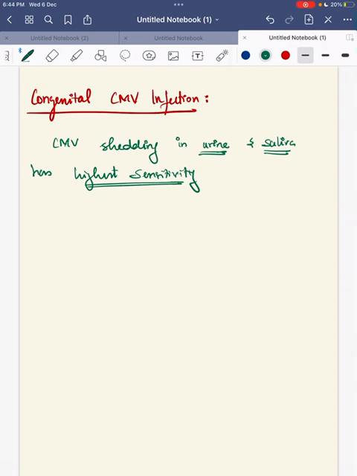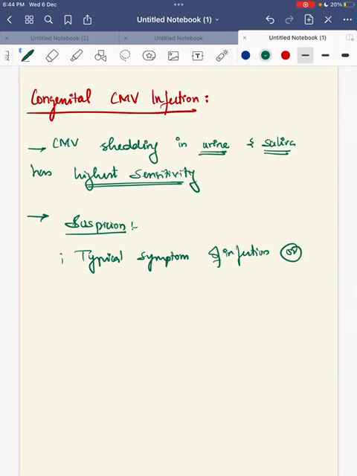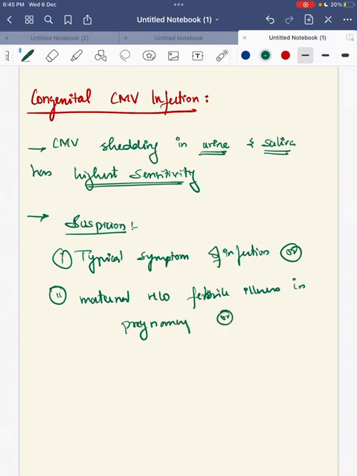When you suspect a congenital cytomegalovirus infection in a fetus or in a neonate, it should be suspected if the neonate has typical symptoms of infection, or when there is a maternal history of febrile illness during the pregnancy, or when the USG findings are consistent with CMV infection.